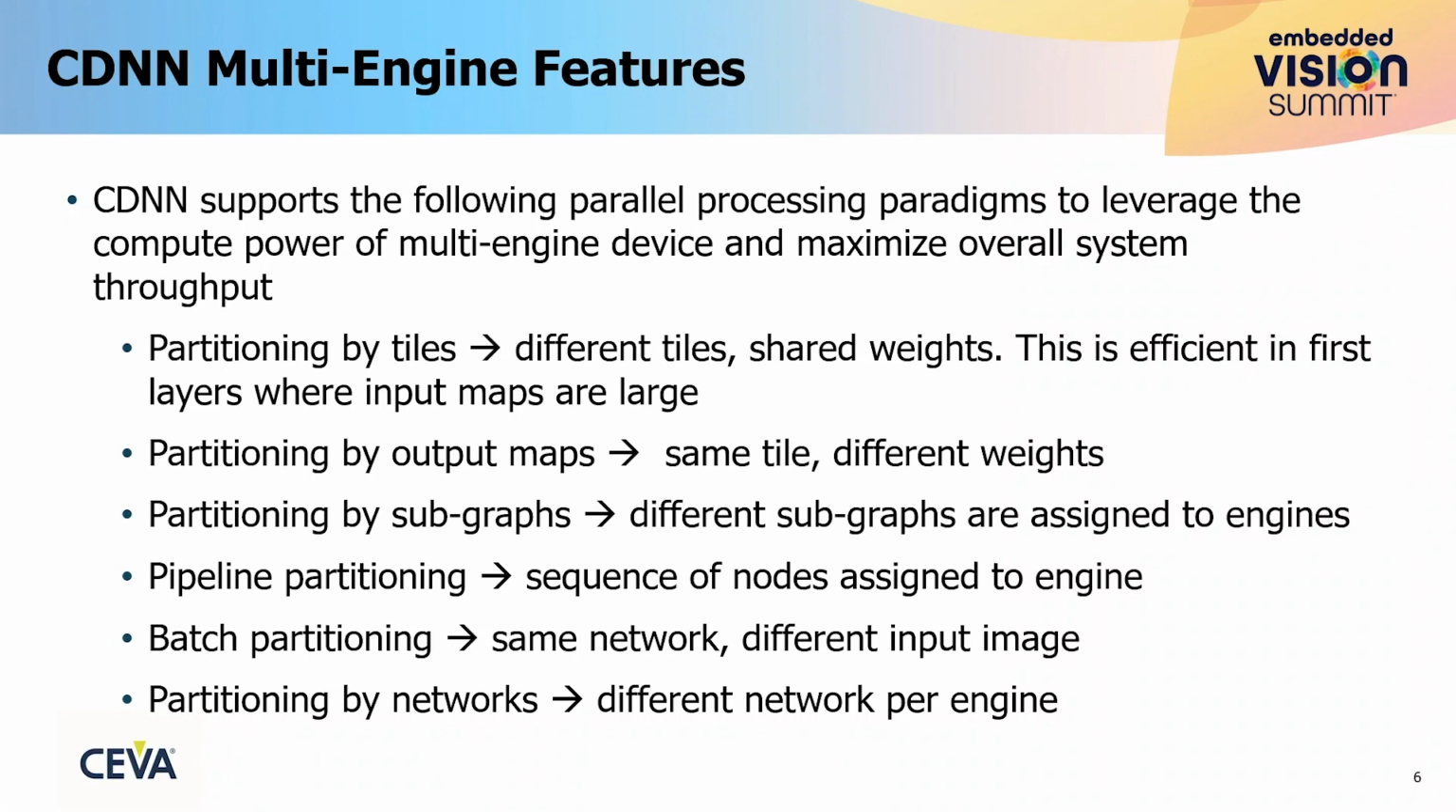Namely, each engine gets its own tile, but the weights are shared. This is applicable when we look for the same feature, but in different areas of the input feature map. So we can save bandwidth by sharing the weights. This is the most common method for distributing the workload. The second one is a variant of the first one, where all the engines process the same tile, but with different weights. This is when we are looking for different features in the same area of the input feature map.